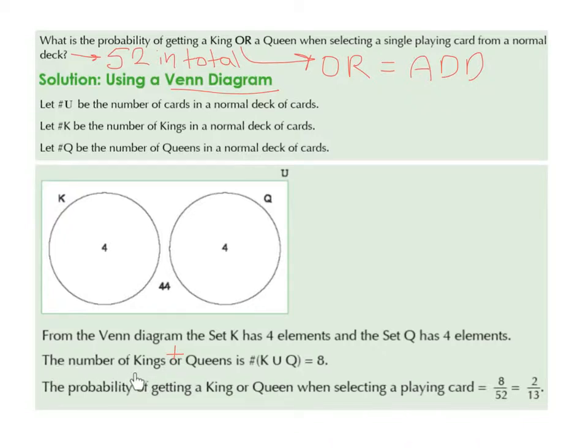So the probability of getting a king or a queen when selecting a playing card is 8 over 52, because 52 is the total. Remember, probability is what we want divided by the total. So we want the probability of a king or a queen, and there are 8 cards in total that are kings or queens, and that's divided by the total, which is 52, and 8 over 52 simplifies to 2 over 13.